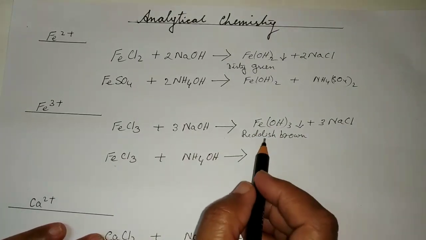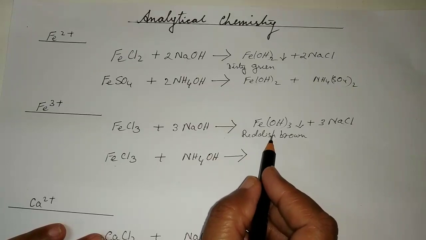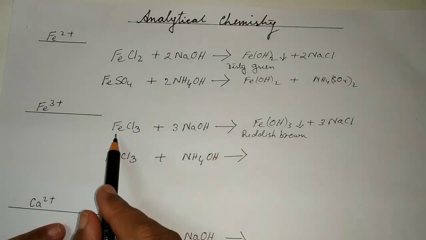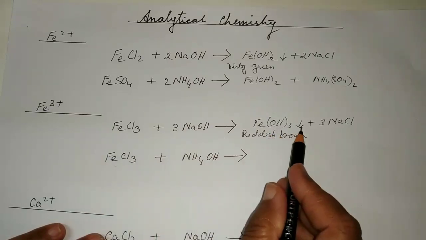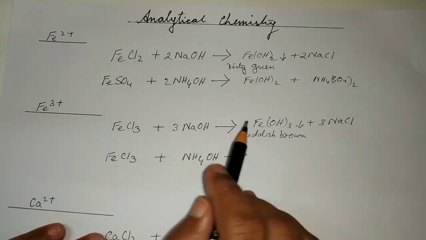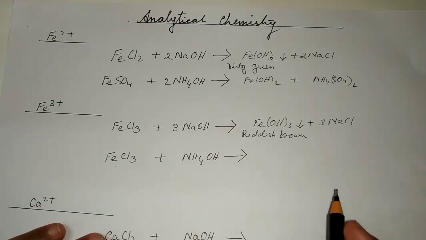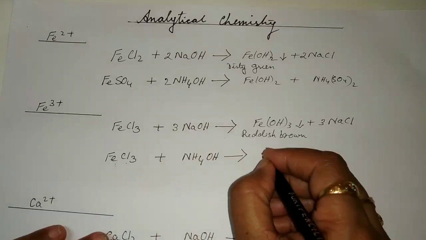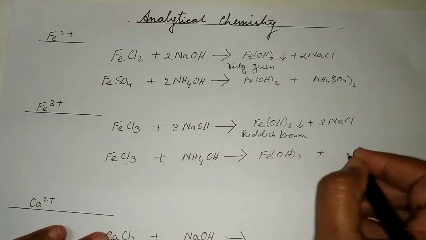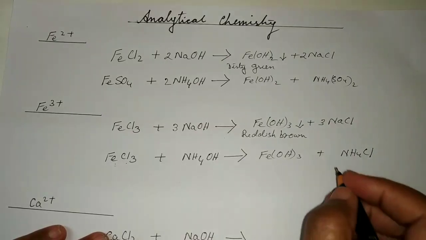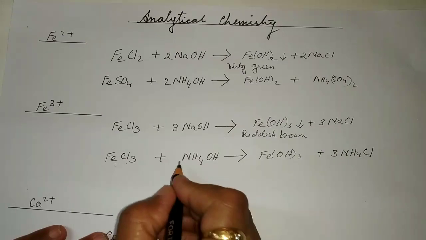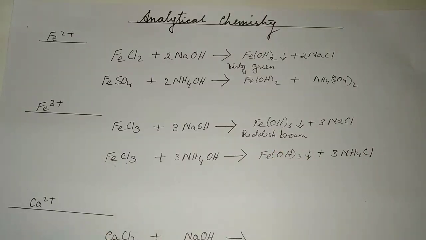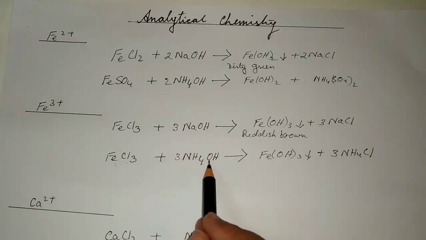You have to identify by the color of the precipitate which I was explaining to you. Dirty green, of course it is ferrous. Reddish brown, of course it is ferric. These precipitates, when further reacted with excess of sodium hydroxide, do not dissolve. It goes the same with ammonium hydroxide, salt solution, ammonium hydroxide. Here's the reaction, ferric chloride with ammonium hydroxide giving ammonium chloride. If we have to balance it, it's a precipitate, reddish brown in color, which will not dissolve in excess of ammonium hydroxide.